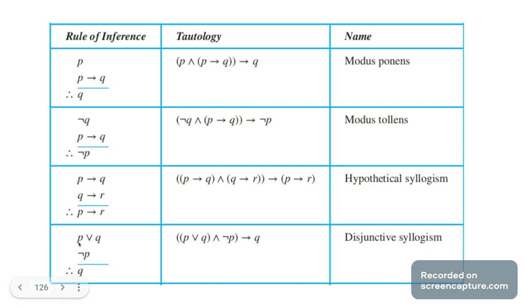Because if you look at it, we know P or Q means either P must be true or Q must be true. But in the second statement, we are saying not P is also true. So not P is also true means P's value is false. So if this has to be true, then Q has to be true. If both these statements have to be true, then it's possible only with Q being true. So this is called disjunctive syllogism.